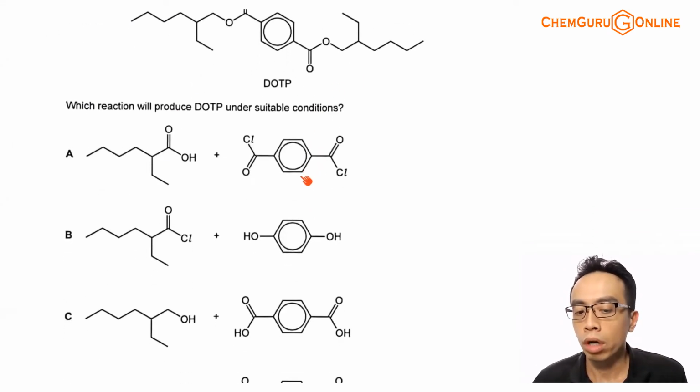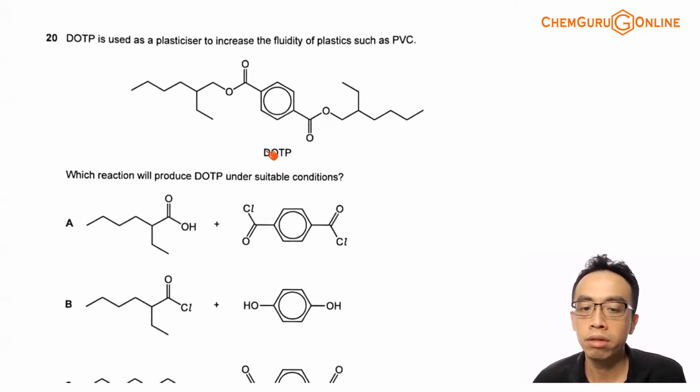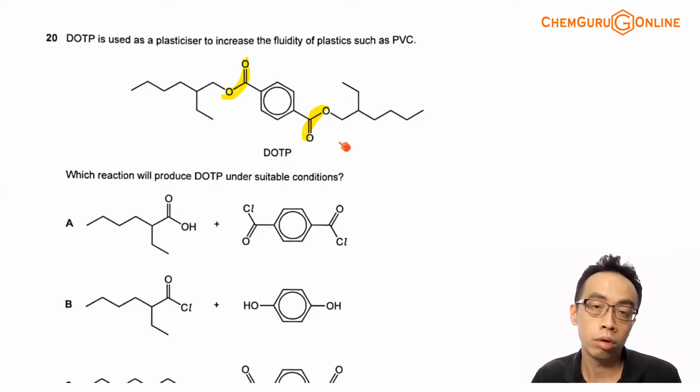And we will run through the options A, B, C, D later, but let's take a look at the functional group present in DOTP. Now, if you look at this, the functional group present is actually our ester functional group. I have an ester functional group here, and I've also an ester functional group here. What we would need to do is consider what is the acid and alcohol that will form this diester under suitable conditions.